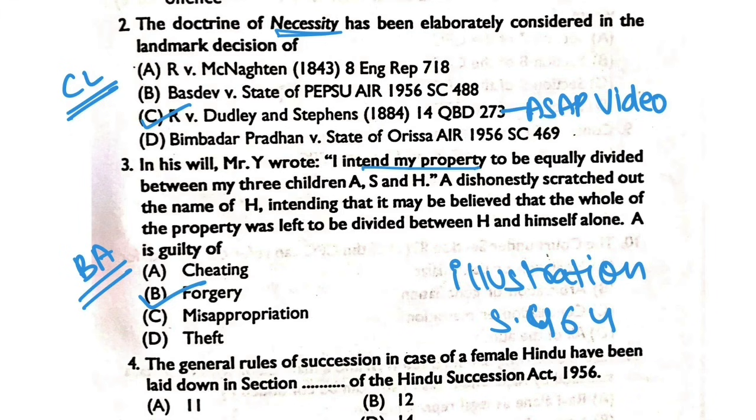This is directly from an illustration of section 464. When you do Bare Acts, it's important that you do the illustrations as well, because a lot of times they will pick the questions directly from the illustrations. The answer to this is B, which is forgery. So if you've done the Bare Act and you know the section, you've seen the illustration, you see this in the exam, you will be able to solve it. So case laws, Bare Act. Let's take a look at the next question.